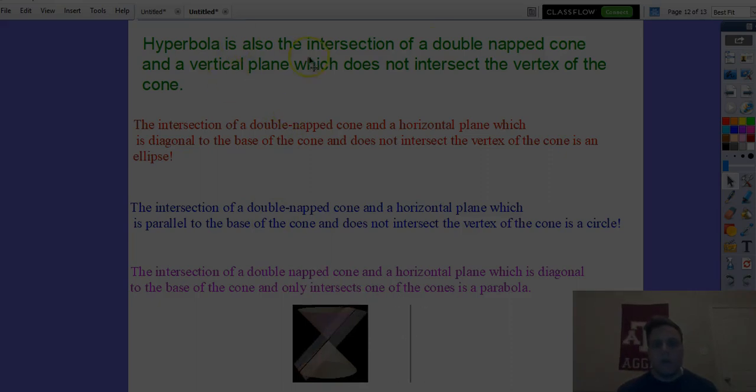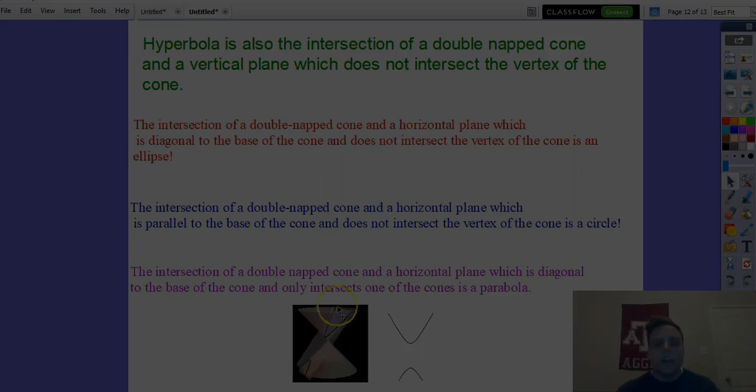So let's read through. A hyperbola is the intersection of a double-napped cone and a vertical plane, which does not intersect the vertex of the cone. So here we have our 2 double-napped cones. We see our plane is becoming much more vertical. Now it's vertical. It does not intersect the vertex. And we saw that it created 2 parabolas. So that's a hyperbola. An ellipse is the intersection of a double-napped cone and a horizontal plane, which is diagonal to the base. We're diagonal to the base, so we create an ellipse.